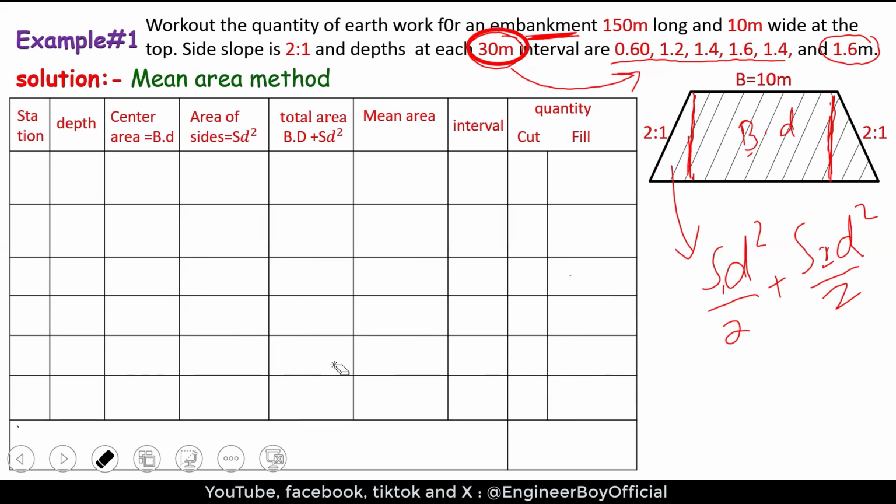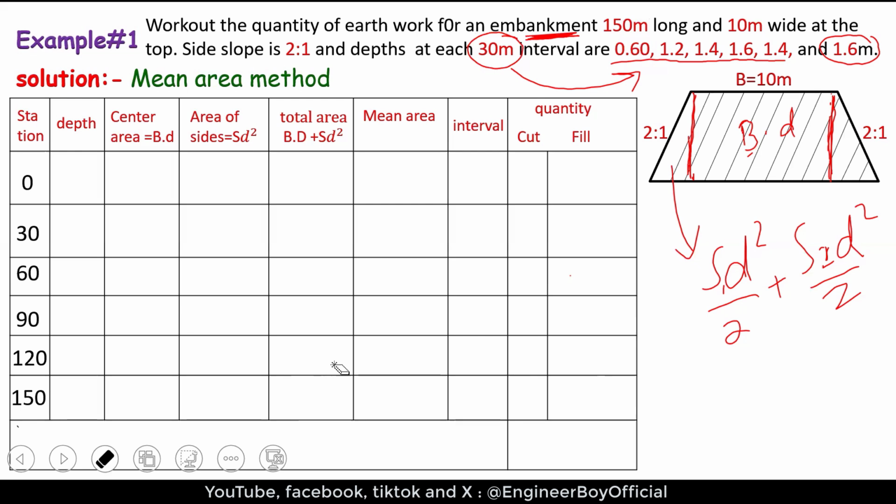So as you can see, we have 30 meters interval, okay? It means the station can be, okay, and that is also 150 meters long. This is actually the total length, okay? So it means we can start the station from 0 and till 150, but the station's interval is just 30. So it means 0, 30, 60, 90, 120, and 150. So these are actually stations, and after each station, the depth is different.